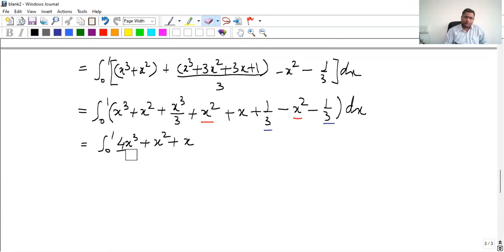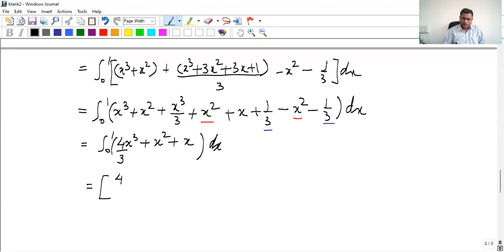Is that okay? So here we have 1 and here we have 1 by 3. So it will be 4 by 3 x cube. This x square remains as it is, as this has got cancelled with this one, and then this one will be x. And now we have to integrate with respect to x. So is that okay? Are you getting this?